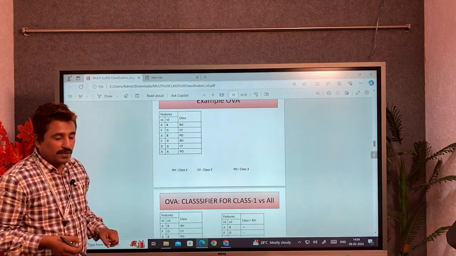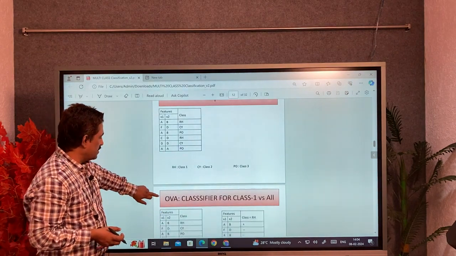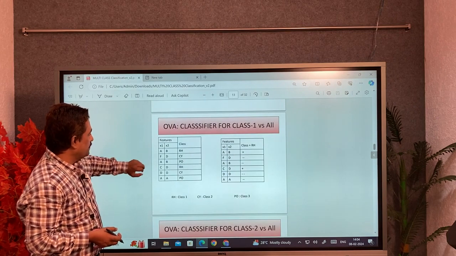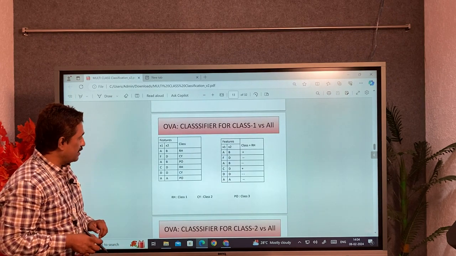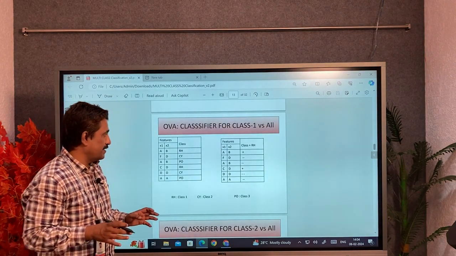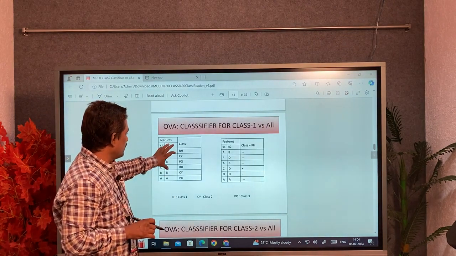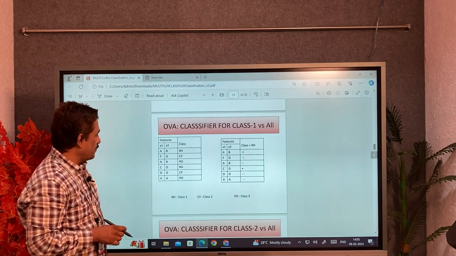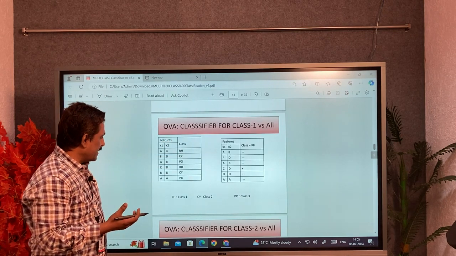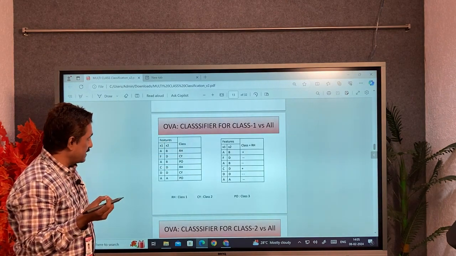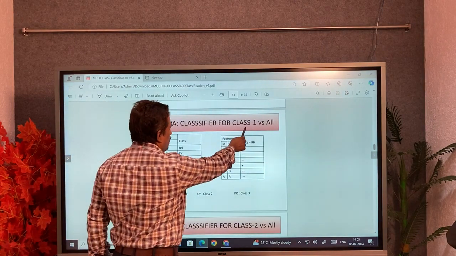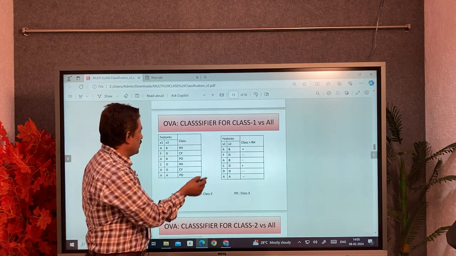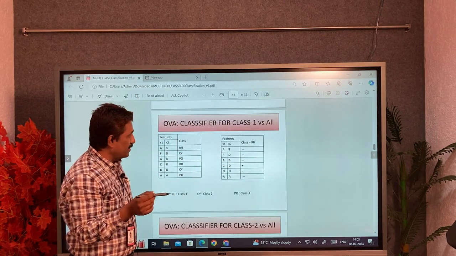So, how do you apply the one versus all or one versus rest classification technique? Here, as I already discussed, we have to modify the training data set. We should not use this as it is, because we have to resolve this as a binary problem. So, we have to develop a training data set for class 1 versus rest, that is class 1 versus all. In order to develop that, we have to modify the data set.